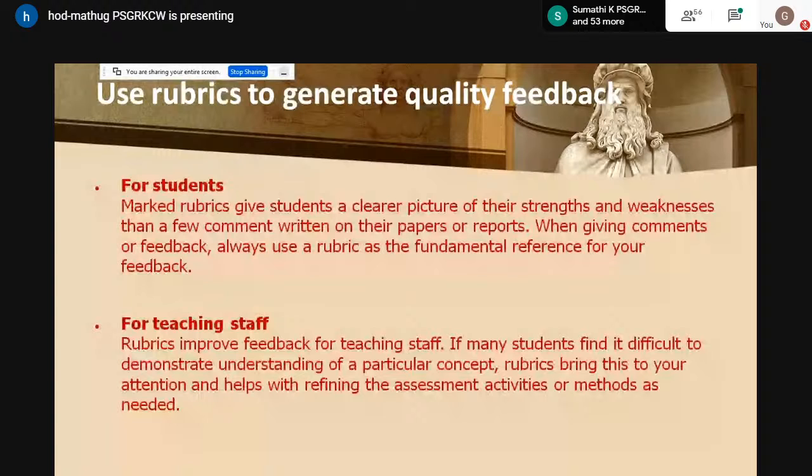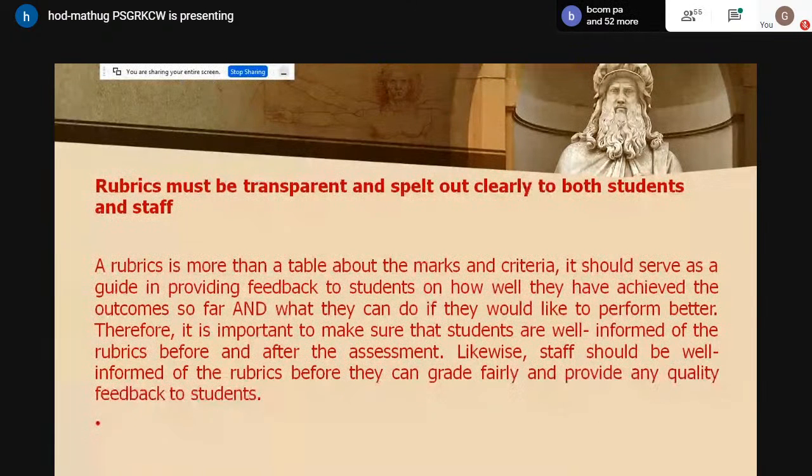And for teaching staff also, rubrics include feedback. If many students find it difficult to demonstrate understanding of a particular concept, then this rubric will bring this to your attention. At the conceptual level, nobody has scored more than 2 marks. Automatically, that implies that you have not taught the concept in the correct manner. Then you have to correct yourself, and that helps with refining the assessment activities or methods needed. And very clearly, from the beginning, as I told you, the rubric must be transparent and has to be spelled out clearly to both students and staff.